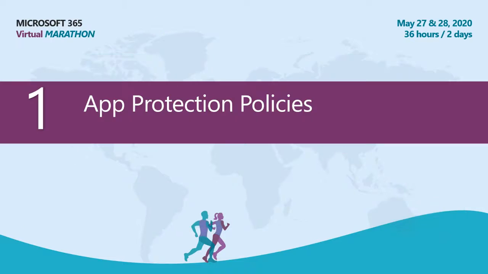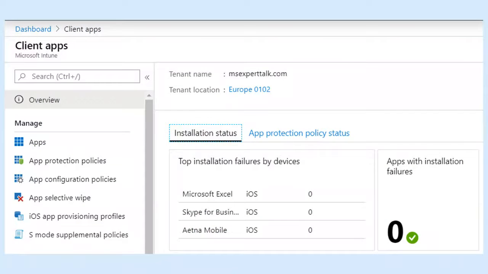So let's look at the first one, which is the app protection policies. I just have a screenshot at a very high level to show you how it looks, as Microsoft is changing app protection policies. So app protection policies is just an example.